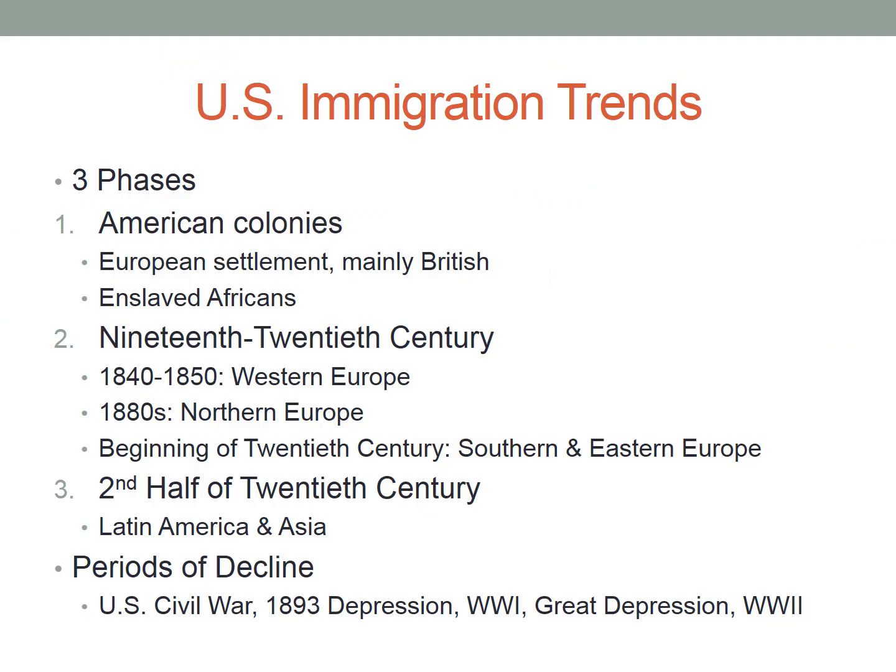So shifting gears here, now we're going to talk a little bit about some of the patterns of migration into the U.S. And we could break them down into 3 phases, basically. The first one was the American colonial period. So 1600s, even into the early parts of what is now the United States. So we'll say 1808. And largely this was European settlement, mainly British, but of course we already talked about the West African slave trade, so a lot of enslaved Africans were brought as well.